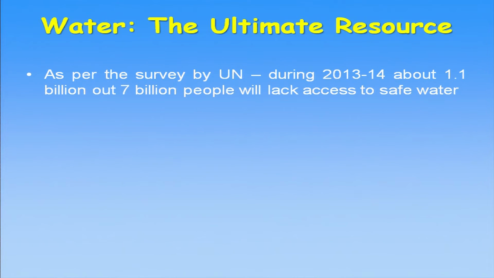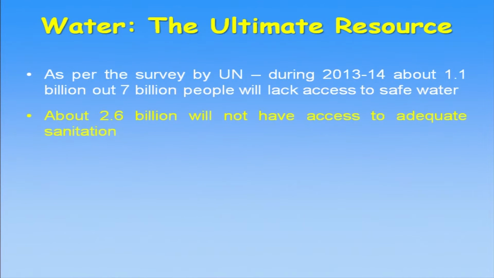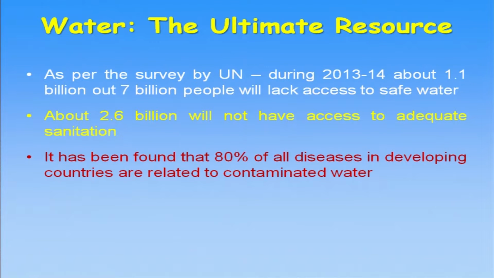This we all understand, we know very well, and we always value it when it is required the most, in summers. So as per the survey by the UN, and this is an old survey, not a recent one, done during 2013-14, about 1.1 billion out of 7 billion people will lack access to safe water, and about 2.6 billion will not have access to adequate sanitation. It has been found that 80% of all disease in the developing countries is related to contaminated water.